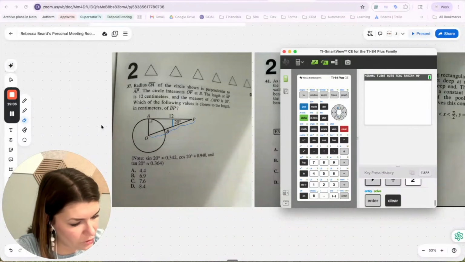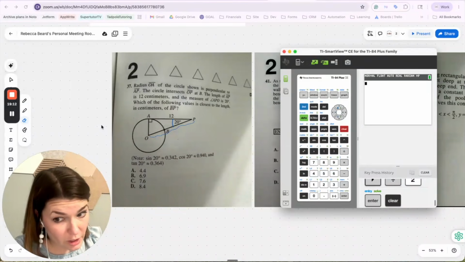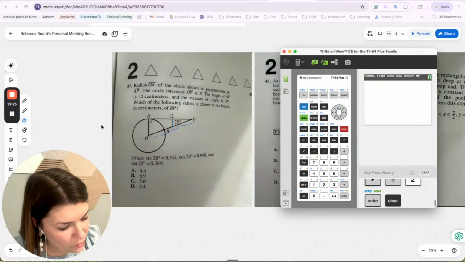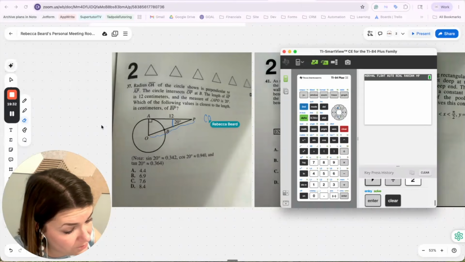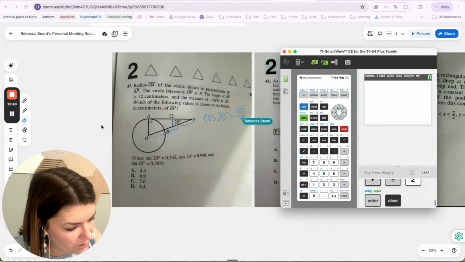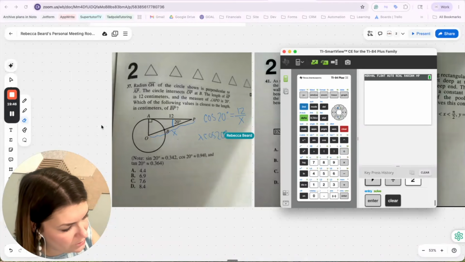On this one, if we are going for O and P, we know that this is obviously 90 degrees and we are working with a couple of things. If we are looking for that side, we've got to figure out what angle we're going to use. We have cosine because we have an adjacent. So we go cosine 20 degrees equals adjacent over hypotenuse, 12 over x, which we'll just call x. So x cosine 20 degrees equals 12.